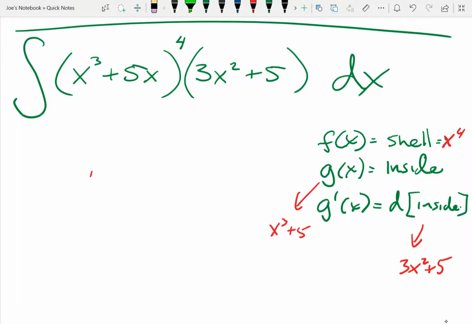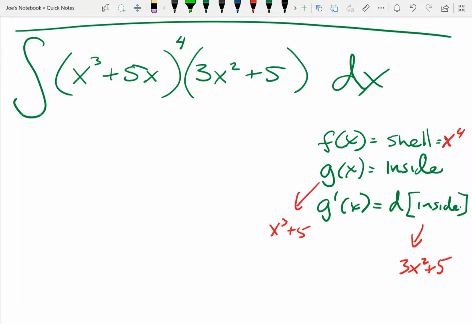Now this is the part you want to listen to. Don't worry too much about what it is right now. You've identified the shell as the 4th power part. It might be a tangent, it might be a cosine, it might be a radical, but you've identified the shell. So take the shell and do whatever rules are necessary.